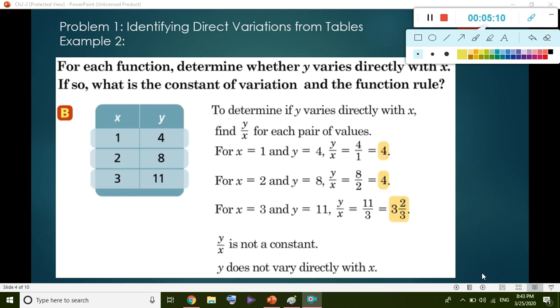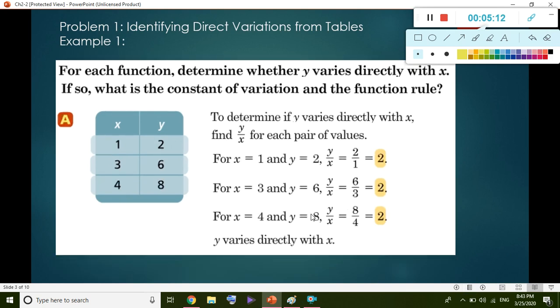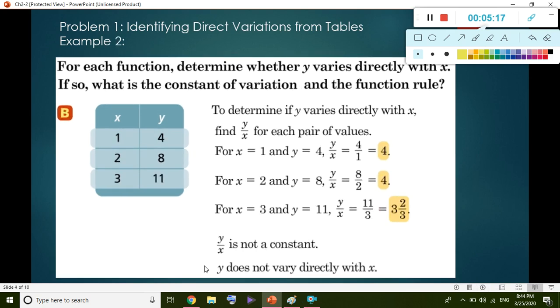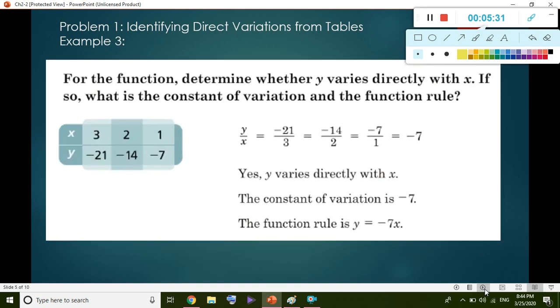Okay, so now for the first problem we had, y varies directly with x, and for the second problem, y does not vary directly with x. Both of them, how did we get the answer? How did we get that y varies directly or does not vary directly with x? From the k we found from each input and output here. Okay, so now let's go for the third problem we have.